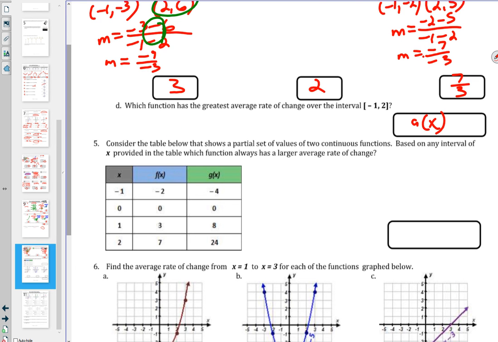Consider the table below. This was a partial set of values based on the interval provided. Which function always has the larger average rate of change? Okay. So let's just see which one of these is the exponential one. This first one, from -2 to 0 to 3 to 7. Consider the table below that shows a partial set of values for 2 continuous functions based on the interval of x provided on the table, which always has the larger. I don't know about that, but okay. Let's not get too specific. Which one here is getting bigger faster? By the time you reach 2, which one has gotten bigger faster? Yeah, g of x.